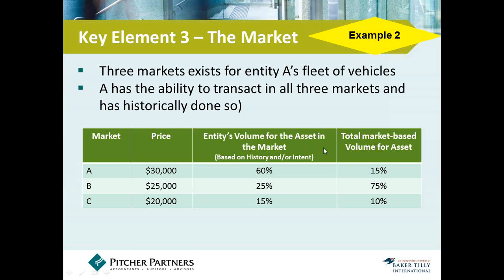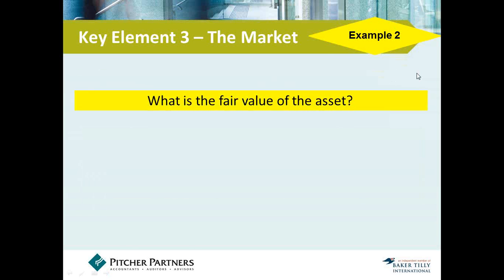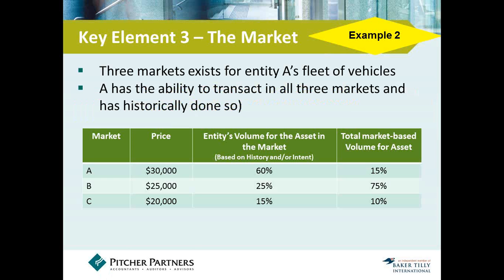Then we look at the entity's volume for the asset in the specific market. So that is based on history and or intent. How are we as an entity transacting? In which market are we transacting? And then there's a total market-based volume for this asset. If you look at the whole market, where are people usually transacting? And therefore the next question is, what is the fair value of the asset? I'll give you a bit of time to think about that. What is the fair value of the asset?